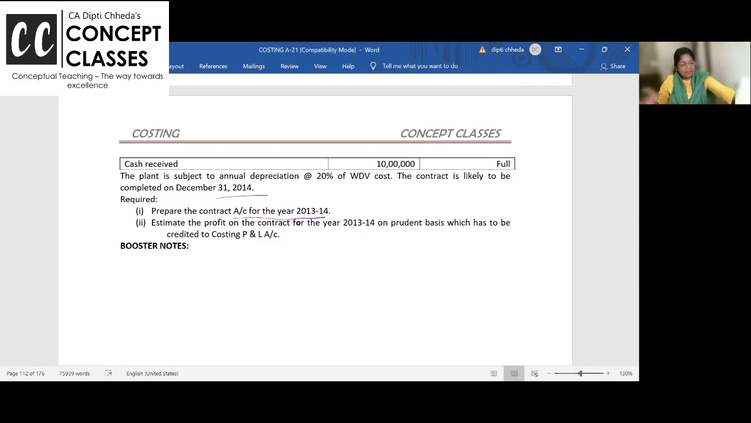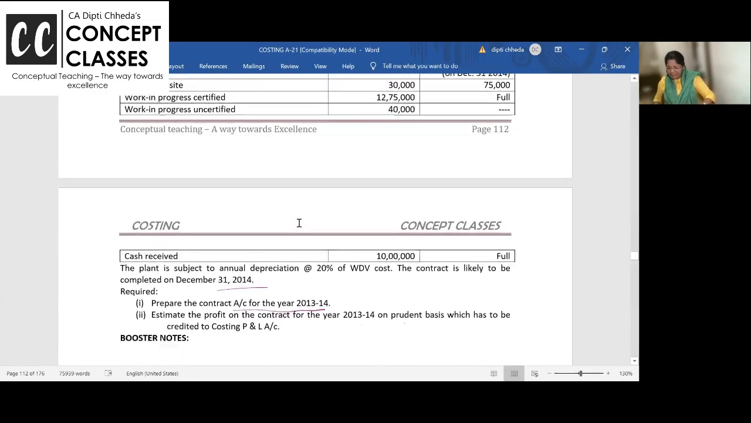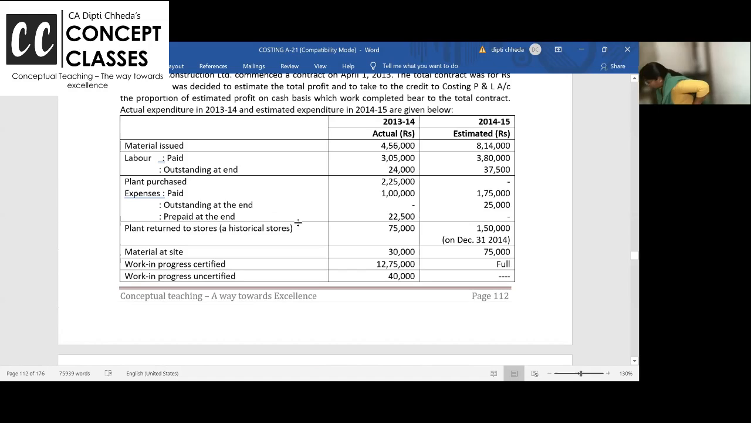Okay? So actually, the question is not given correctly. I will change it here also. You have to do both: estimate the profit for 13-14, and also prepare the contract account combining 13-14 and 14-15. Okay? Let us start with this. I hope you are getting that the data is the same. Depreciation rate this time is 20% WDV. Step by step, word for word, it is exactly the same as what we are doing.